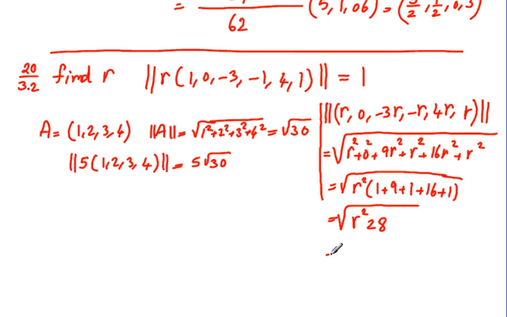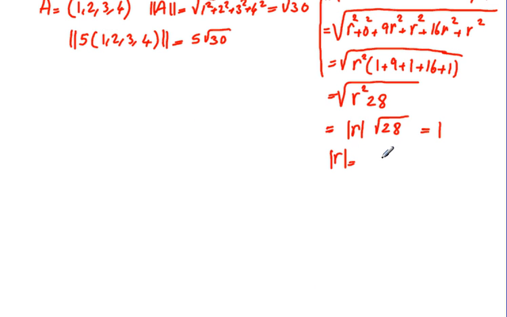Is that right? You can pull it out. Well, the square root of r squared is a little bit tricky here. What's the square root of r squared? Well, the absolute value of r. What do you want from this whole thing? You want to determine r such that this length becomes 1. So you want this to be 1. So r becomes 1 over the square root of 28.